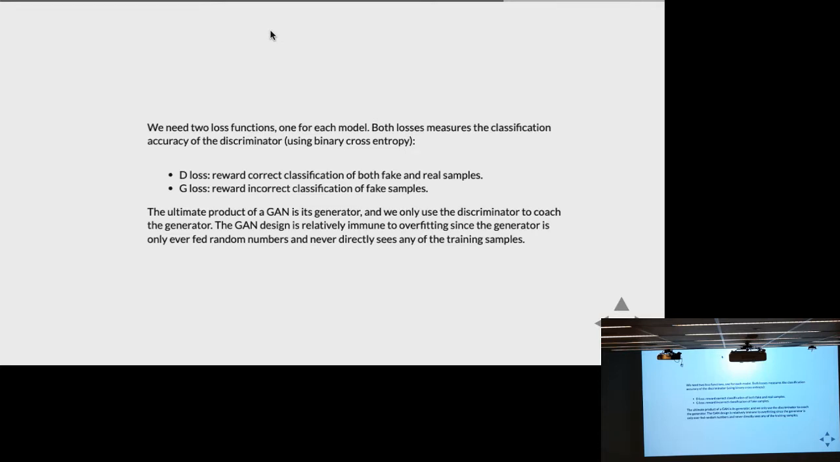Just as with the VAE, the thing that we're really after here is the generator part. The discriminator is mostly just a technical means to getting a well-trained generator. And like the VAE, the GAN is relatively immune to overfitting because the generator, which is the thing that we're going to keep and use later on in other applications, has never been fed real data directly. It was only ever fed random numbers. So it's just learned how to turn random numbers into things that look like plausible data according to the discriminator.